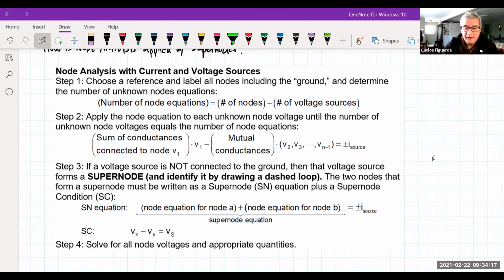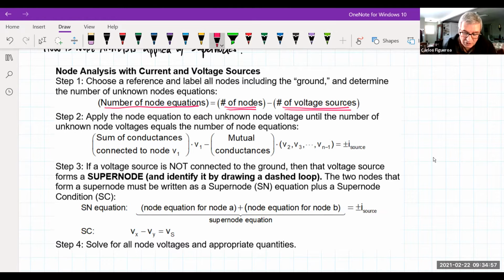So this is for node analysis with current and voltage sources. Step 1, choose a reference, label all the nodes, and then determine the number of unknown node equations. So here's the key. How do I do that? The number of node equations is going to be the number of unknown nodes. Note, I do not include the ground. And then I subtract the number of voltage sources. That's what's going to tell you the number of unknown node equations that you must have.